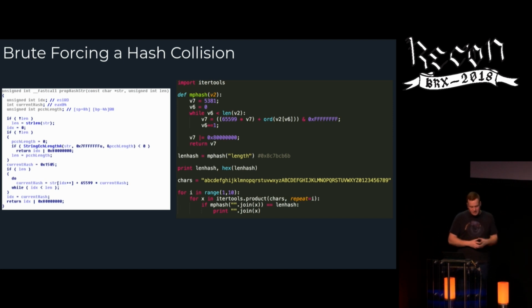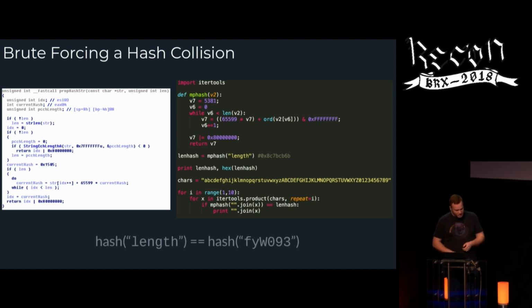And I wrote some Python to do that, and actually was able to brute force a hash collision. And I was looking for collisions with the length property. I was interested in that because that's a property that any array is going to have. And I wanted to see if we could mess with the length property and trick things into thinking arrays were longer or shorter than they really were. Maybe there would be some vulnerabilities from that.